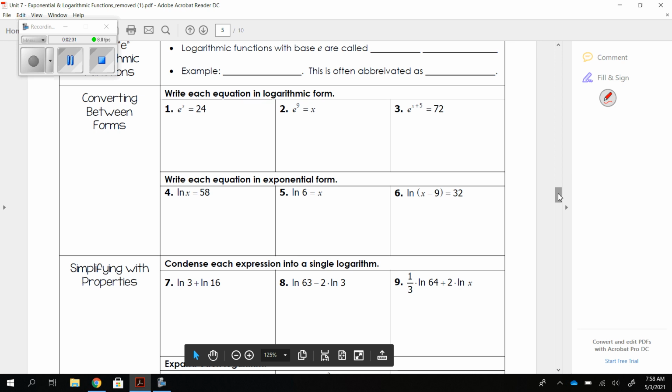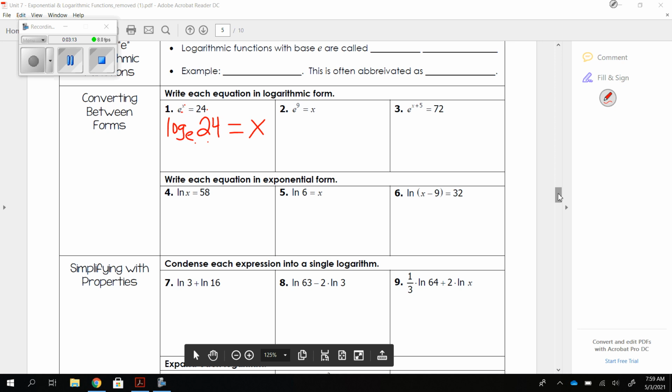Converting between forms. For number one, we have e to the power of x equals 24, and it says write each equation in log form. Again, log the big number, which right here is an e, so that e becomes small: log base e of 24. The 24 moves to the left of the equal sign, equals x. This is the same conversion as when we had numbers, going from log to exponent. This big one becomes little. The x and the 24 basically just switch sides, but the 24 stays big.